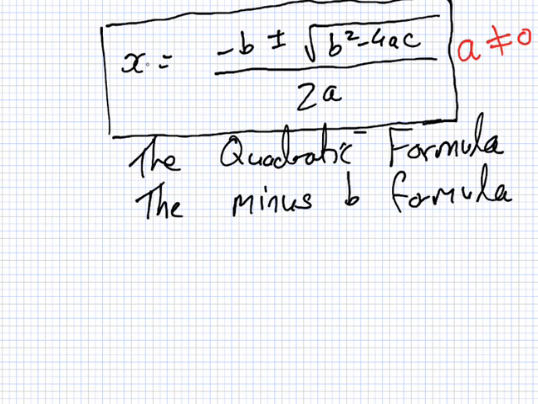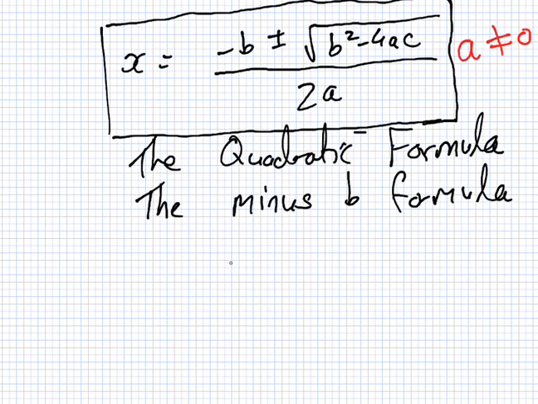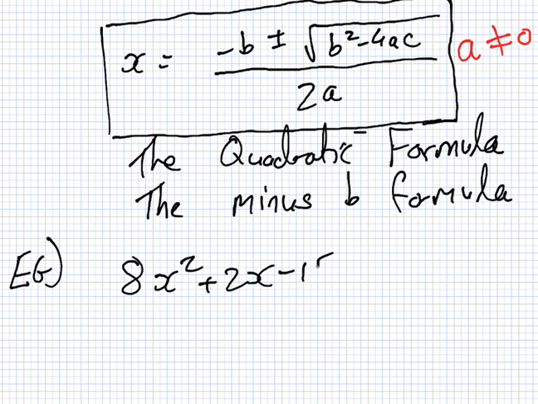So now you have 3 ways to find the answer. You can factorize, complete the square, or use this formula. Let's look at an example of using this formula. So for example, I have 8x squared plus 2x minus 15, and I want to know what are the roots.